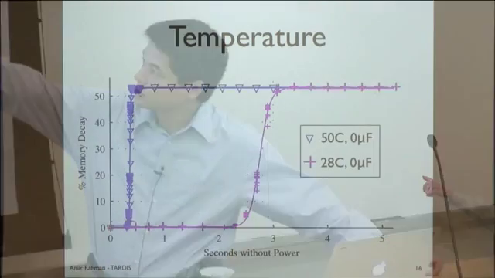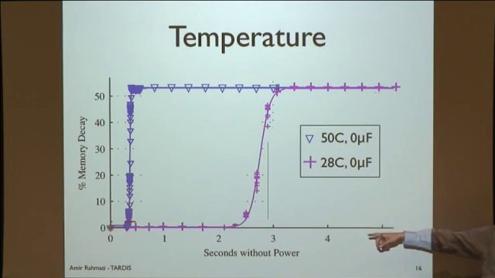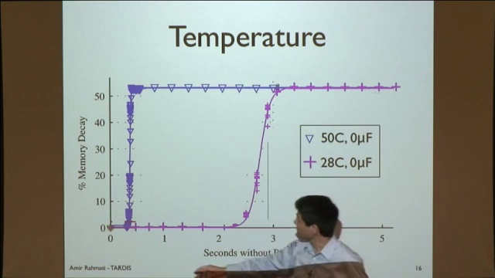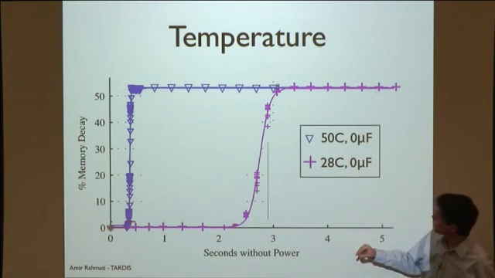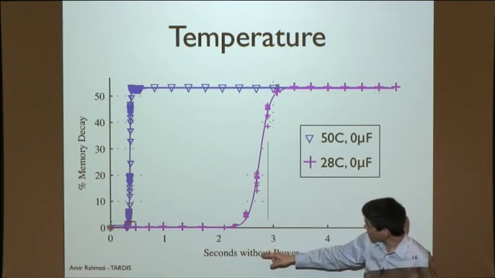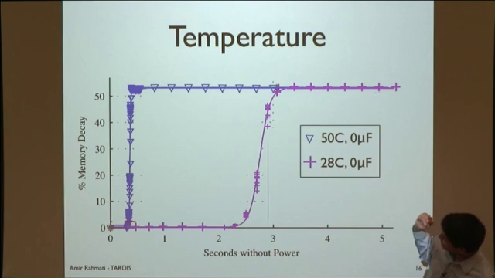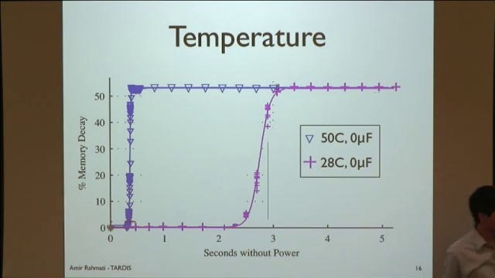And as you can see, in all cases, even when you crank it up to 50 degrees C with no capacitor whatsoever, you still get a measurable delay. That is to say, you don't need a capacitor in order to get any kind of interesting measurement. So here we're down at a fraction of a second when we've heated it up to 50. But at room temperature, we're getting up to about 2 seconds with no capacitor at all.